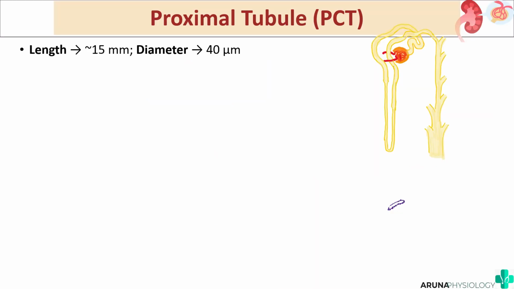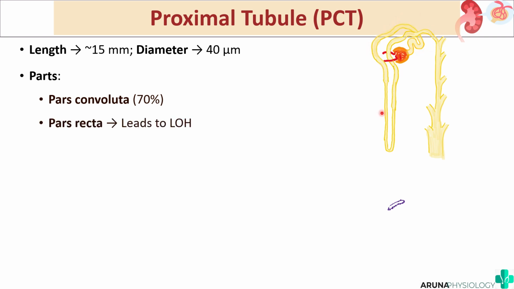So first we'll see about the proximal convoluted tubule. The length is around 15 millimeter, diameter is around 40 micrometer. The parts are, see, it's got a pars convoluta, which is the convoluted part, and it's got a straight part which is called the pars recta, which leads to the loop of Henle.